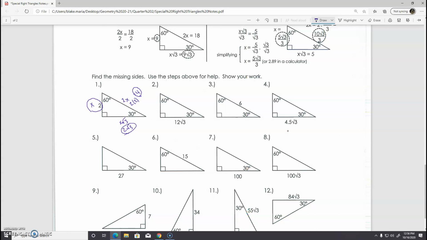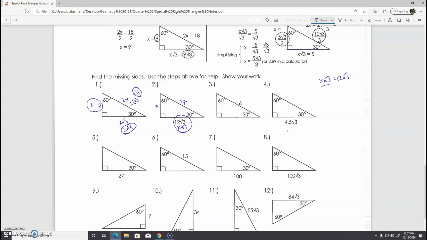So we like when they give us x. We like when they give us the short leg. Sometimes they give you the long leg, right? Still the same concept. Go to your 30, travel across, give it an x. 60, travel across, x root 3. And your hypotenuse is always that 2x. So here's the equation you want to write: x root 3 equals 12 root 3.